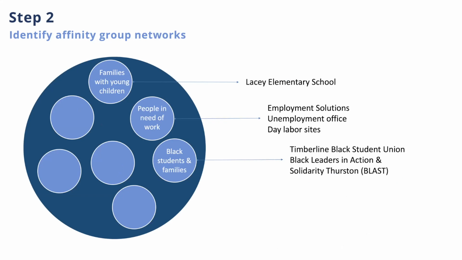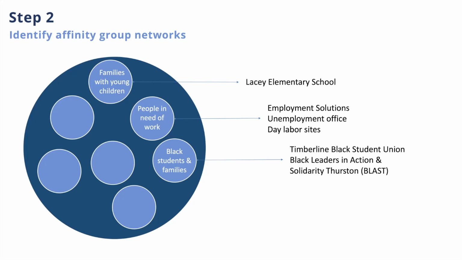In step 2, you'll identify networks associated with each affinity group. Networks may be community organizations like a shelter provider for people who are unhoused, or a particular church, synagogue, or mosque where a certain affinity group is known to gather. They may also be less formal groups related to a particular circumstance, like customers at a particular barbershop or salon.